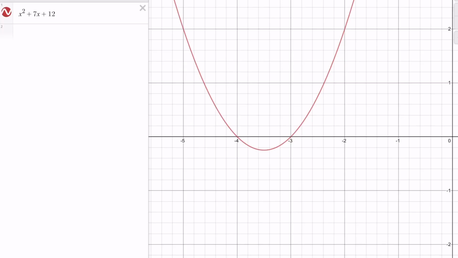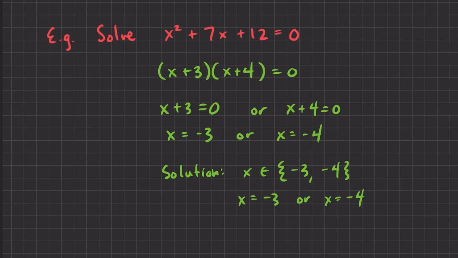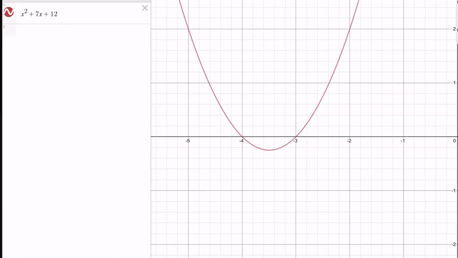Okay, so here you can see that I have graphed the equation x squared plus 7x plus 12. You'll notice that we have some key points here. The x-intercepts are negative 4 and negative 3. Those correspond with the solution to our equation because that is exactly where our function is equal to 0. X squared plus 7x plus 12 is equal to 0 when x is equal to negative 3 or x is equal to negative 4. That corresponds exactly with this graph.